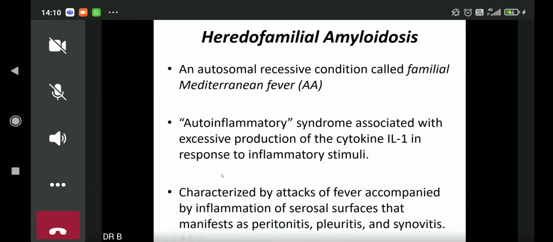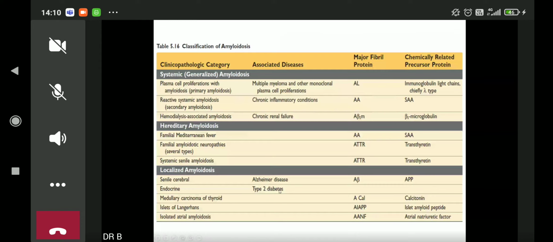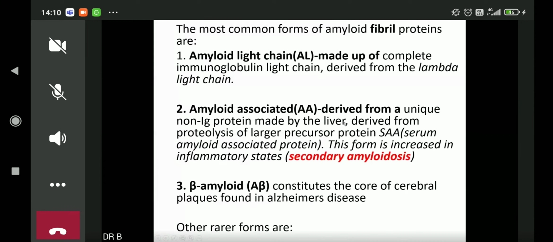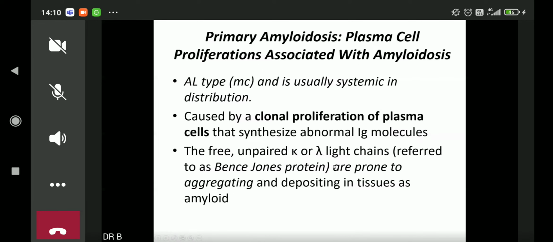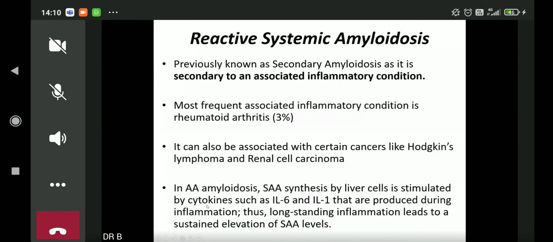This will be a secondary cause. Now, as we had read, amyloid associated protein is derived from the liver. How? By proteolysis of a serum associated protein. This serum associated protein gets secreted due to cytokines, interleukin 6 and interleukin 1, which are released in response to an inflammatory process. So what happens if there is inflammation? The body secretes interleukin 1 and 6. These two go and stimulate the liver to secrete serum associated amyloid, which gets proteolyzed into AA amyloid, and this is what gets deposited.